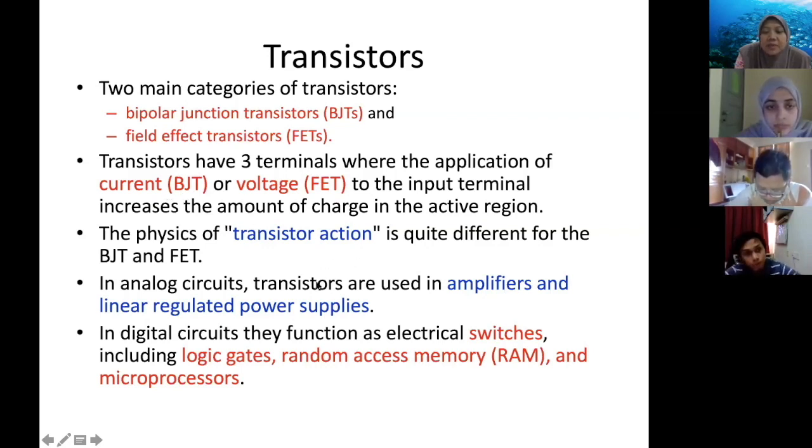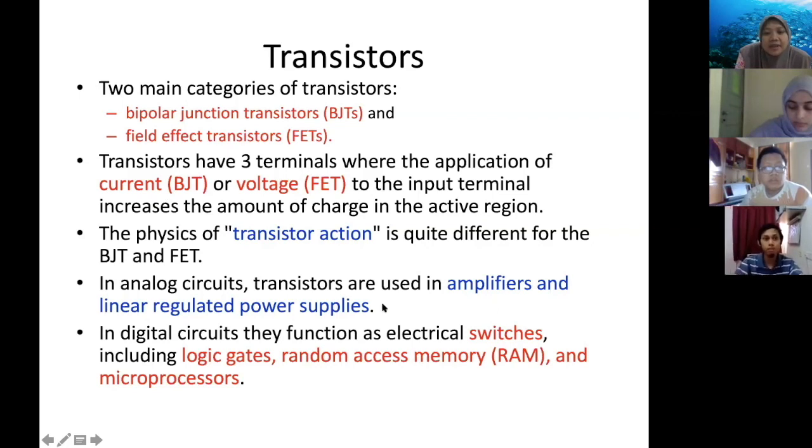The BJT and MOSFET, the physics is very different. Both of them are transistors. They can work as a switch, and they can become an amplifier. Both are similar in terms of application, but how they work, the physics, is very different. So we'll be learning this in this class. You can use transistors in many things: amplifiers, linear regulated power supplies, switches, logic gates, RAM, microprocessors, everything. Nowadays everything uses transistors.